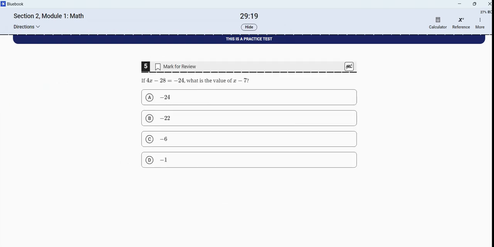If 4x minus 28 is equal to negative 24, what is the value of x minus 7? So what we have to realize is we can take out the 4 from 4x minus 28, and we can take out 4 from negative 24. This would mean x minus 7 is equal to negative 6.